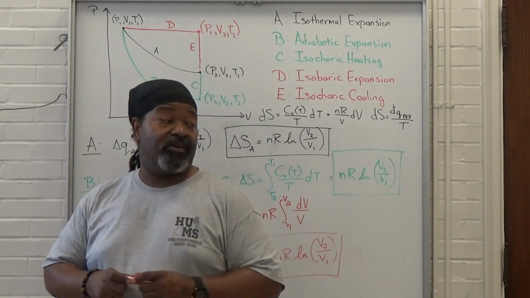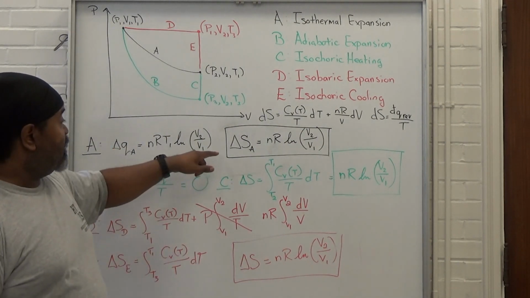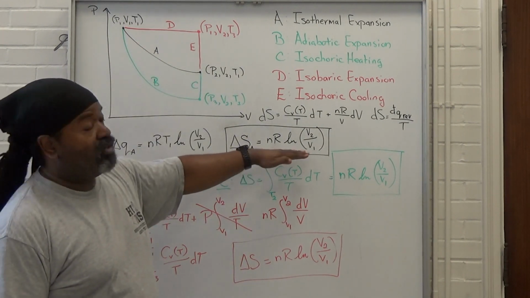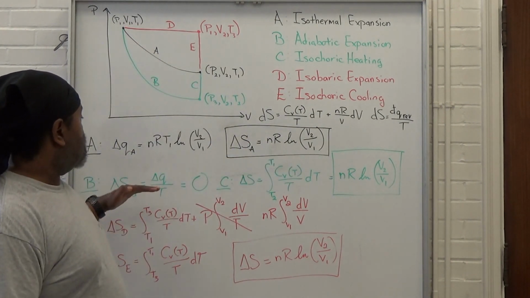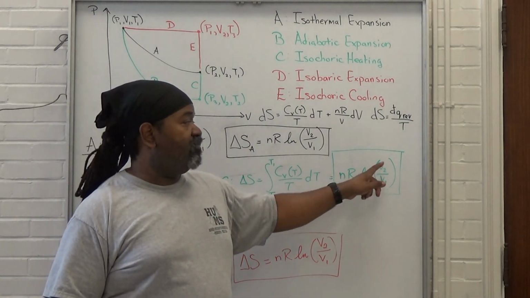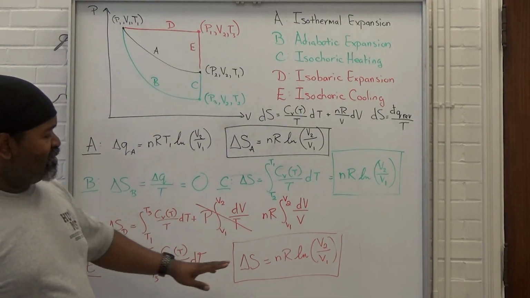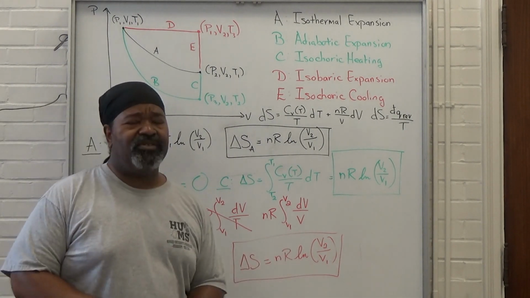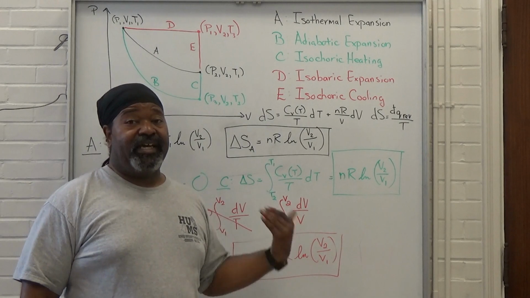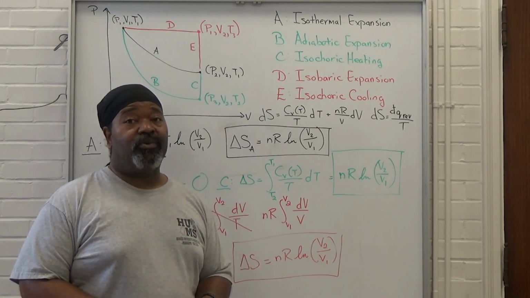What we've now found is that we can demonstrate graphically that the change in entropy for the black path, which is all path A, is nR ln V2 over V1. For the green path, which is B plus C, it gives us nR ln V2 over V1. And for path D plus E, the temperature integrals cancel, leaving only nR ln V2 over V1. As a result, we can safely argue that entropy is indeed path independent and therefore a state function.